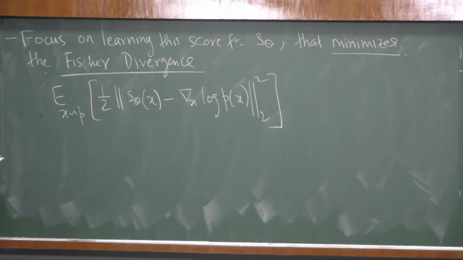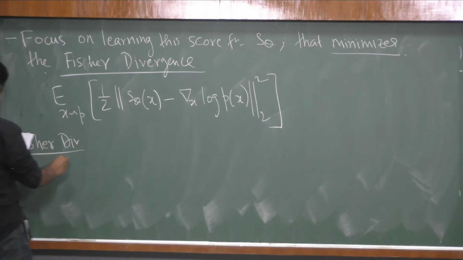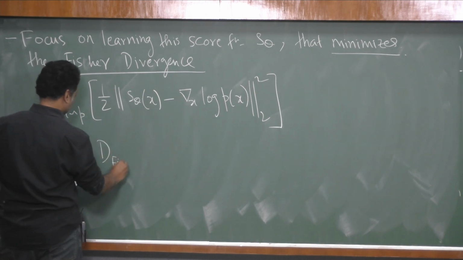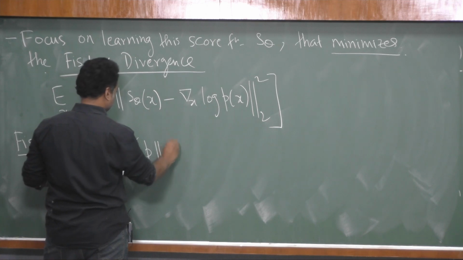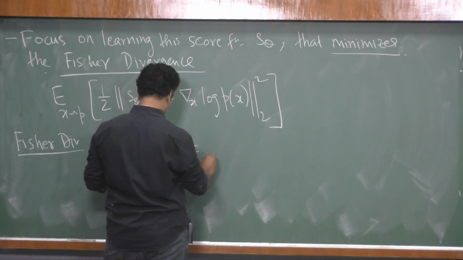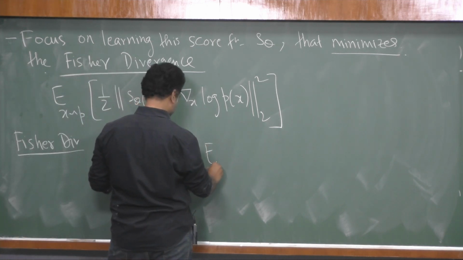So the Fisher divergence is another kind of measure that I will define as a separate thing. Fisher divergence is defined as d Fisher of q and p. Since it's a probability divergence, obviously these are densities.